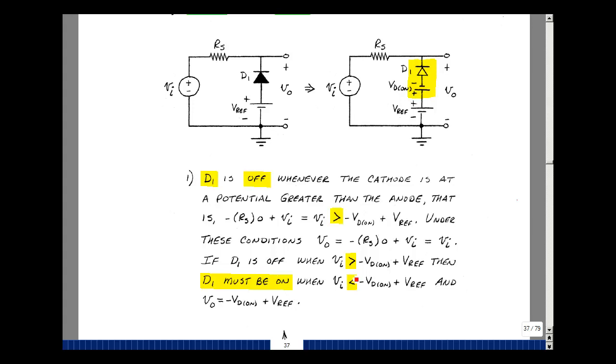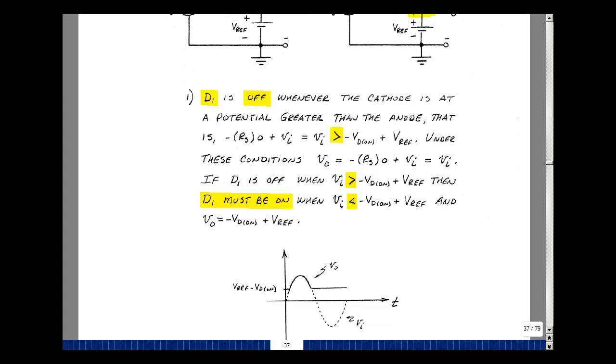If the diode is off under these conditions, then the diode must be on when the inequalities go the other way. There's only two possible states for the diode. And that's true. The diode becomes a short. The output voltage is just equal to 0 minus VD on plus V reference.